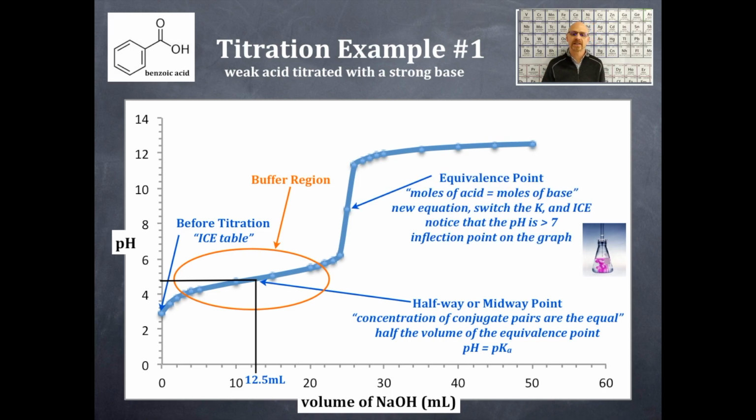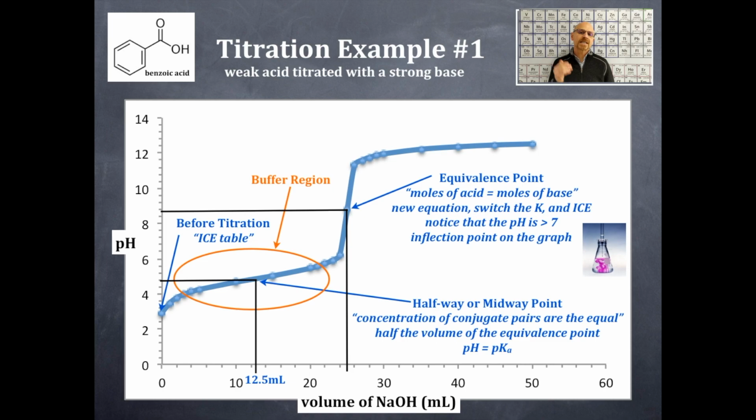And that is the equivalence point. The equivalence point is when the moles of the acid is equal to the moles of the base. That statement is going to be driving the math, deriving the equivalence point, or what we call the end point of the titration. We're going to write a new equation. We're going to switch the K. We're going to do a nice new ICE table. And notice here that since the base is strong, the pH is going to be greater than 7. This is also the inflection point of the graph, where the slope changes from one side to the other, if you will.